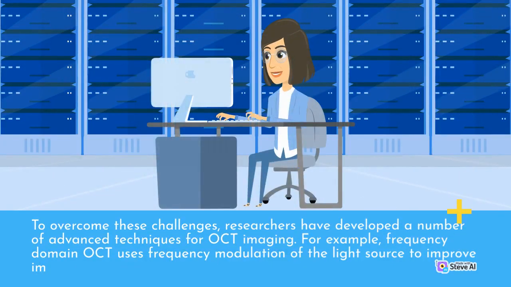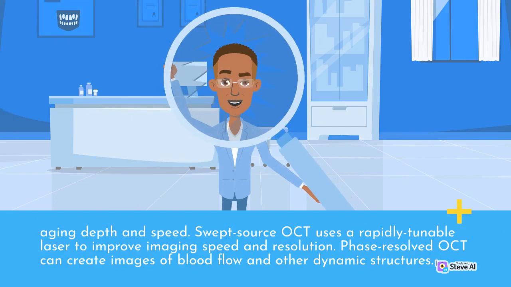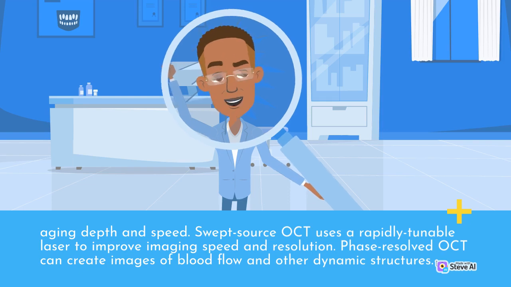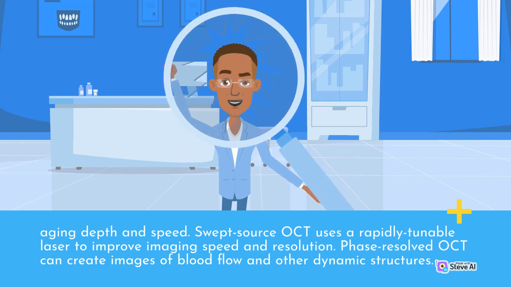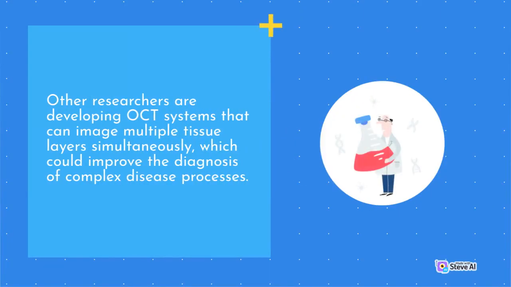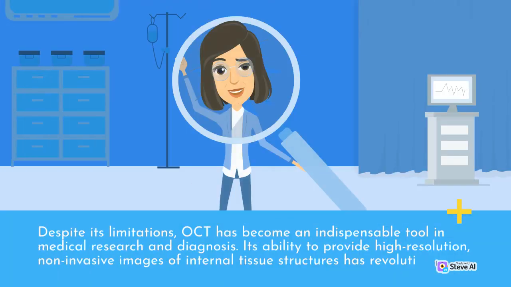To overcome these challenges, researchers have developed a number of advanced techniques for OCT imaging. For example, frequency domain OCT uses frequency modulation of the light source to improve imaging depth and speed. Swept source OCT uses a rapidly tunable laser to improve imaging speed and resolution. Phase resolved OCT can create images of blood flow and other dynamic structures. Other researchers are developing OCT systems that can image multiple tissue layers simultaneously, which could improve the diagnosis of complex disease processes.